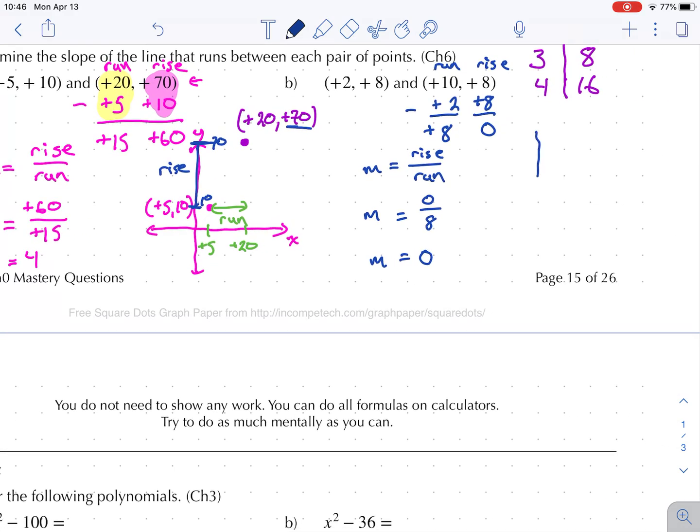If I want to graph that out really roughly, very quickly for you, my first point would be at plus 2, 8. So we'll say that is plus 2, 8. My second point is at plus 10, 8, which will be somewhere over here. And as you can see, this is a flat line. It has no rise. So it's going to have a slope of 0.